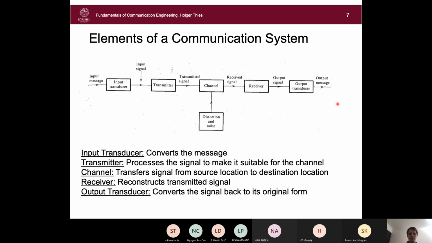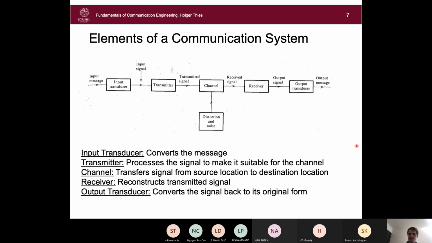It might be necessary to do some encoding. It might be necessary to change it a little bit so it can be transmitted. And this is what the transmitter does. It processes the signal to make it suitable for the channel. And then we have the transmitted signal, which will be sent over the channel.